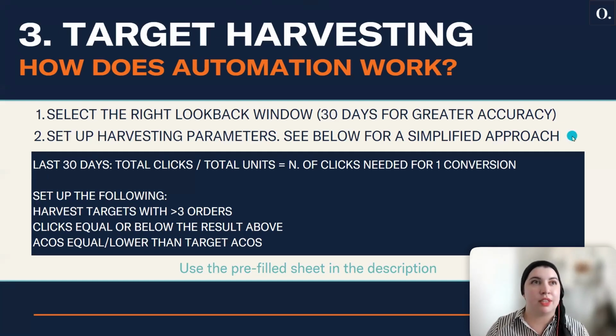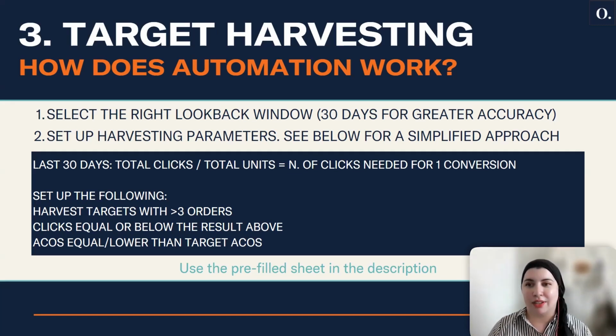Then step number 2 is to set up harvesting parameters. And the approach below is a very simplified one. You want to harvest targets that have generated a decent amount of orders. And to be on the safe side, I always set up rules that harvest for targets that have generated more than 3 orders. That way, we are actually sure that that is a good target. And it's not just a conversion that happened by accident.